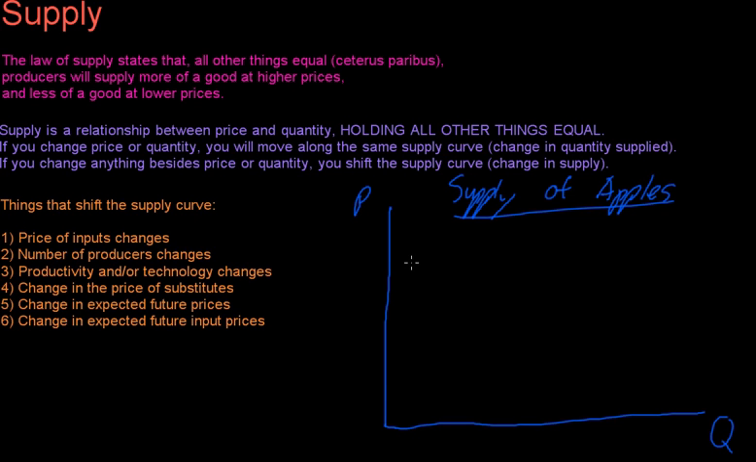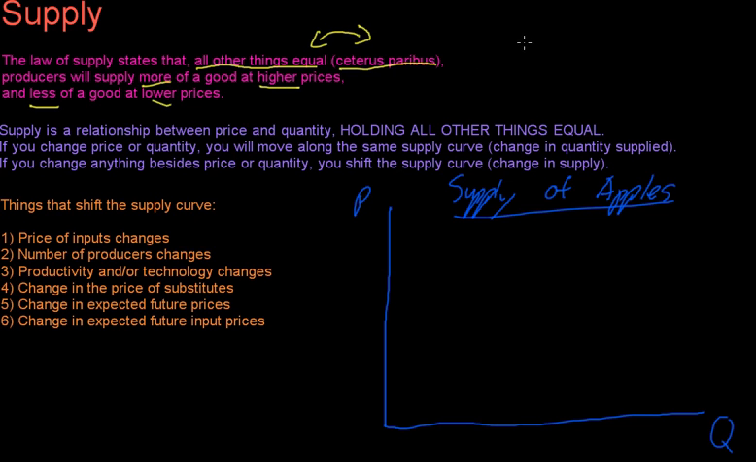Alright, so this video is going to be a really thorough overview, or review, of supply. Supply starts out with the law of supply, just like demand starts out with the law of demand. The law of supply states that, all other things equal, which is super important again, and in Latin that's ceteris paribus, so these two mean the same thing, producers will supply more of a good at higher prices and less of a good at lower prices.